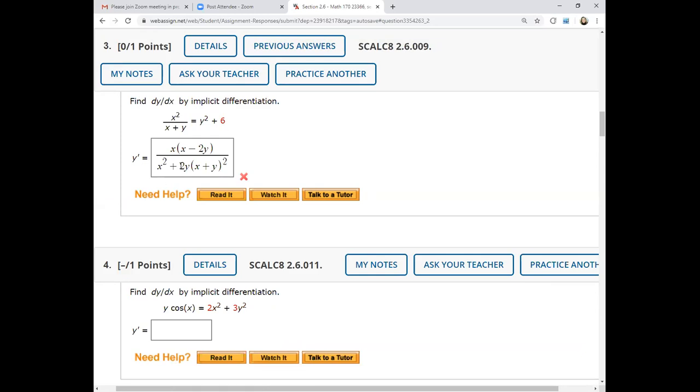X squared over x plus y equals y squared plus 6. So, okay, so we get that. x plus y, dy dx. So g times the derivative of f minus f times the derivative of g with respect to x, okay, over g squared.